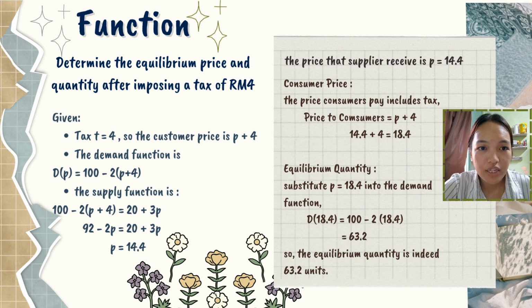Second step is determining the consumer price. Since the supplier price is p equals 14.4, the price the consumer actually pays with the tax included becomes p plus 4, which is 14.4 plus 4 equals 18.4. The last step is calculating the equilibrium quantity. To find the equilibrium quantity, we substitute the consumer price of p equals 18.4 into the demand function. D(18.4) equals 100 minus 2 in brackets 18.4. The answer will be 63.2. Therefore, the equilibrium quantity is 63.2 units.